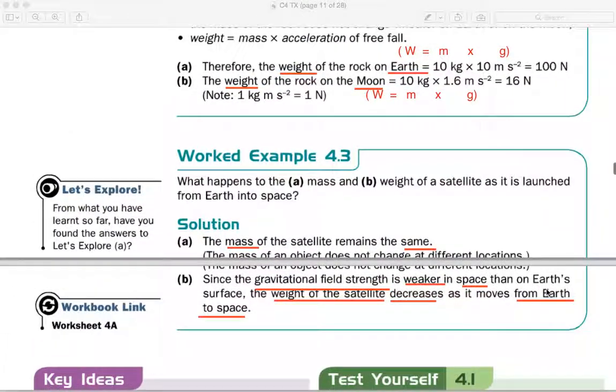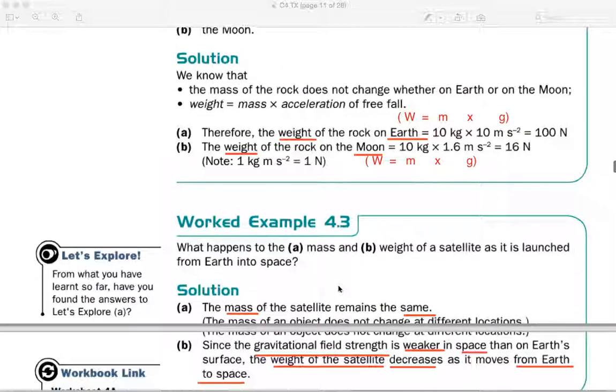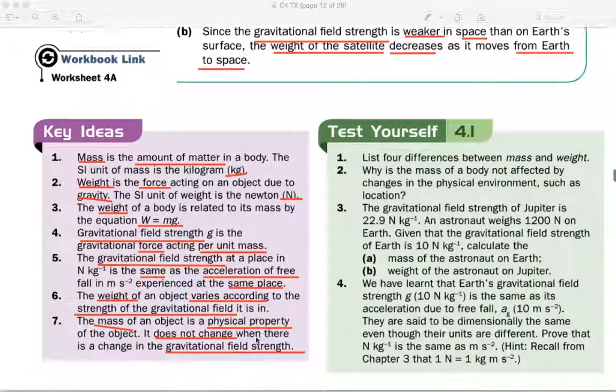Yet another one over here. What happens to the mass and weight of a satellite as it's launched from Earth into space? What we mentioned earlier in the first video, mass will always remain the same because we don't change the number of molecules, and mass does not change at different locations, as in different planets with different gravitational fields. What about the weight? Since the weight depends on the gravitational field, and the field is weaker in space than on Earth, the weight of the satellite decreases as it moves from Earth to space.